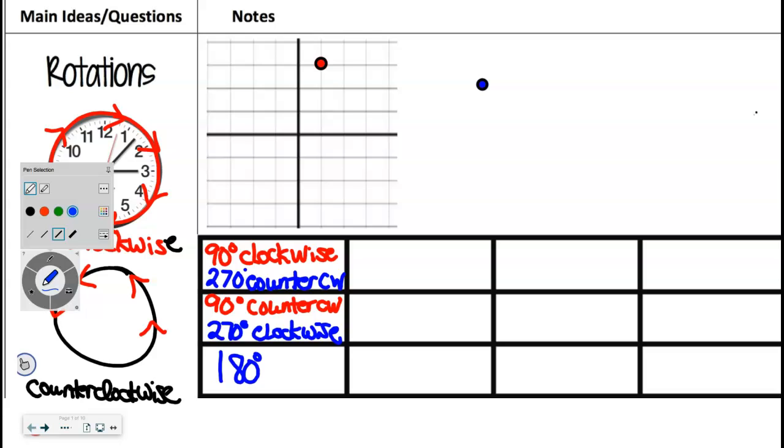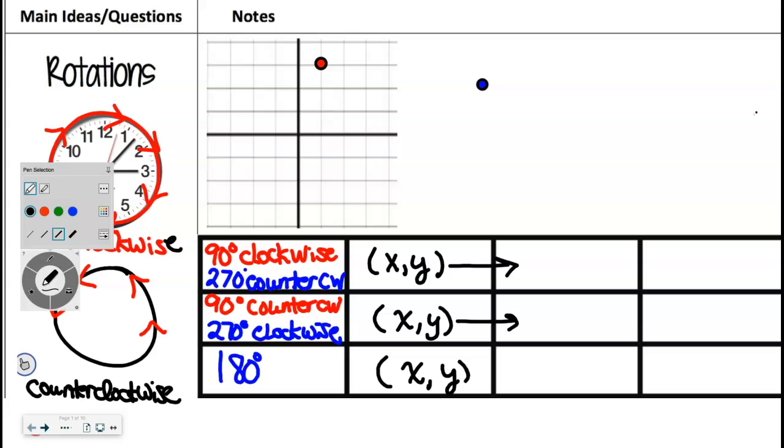All of these, we're going to write x, y. Go like this. x, y gets sent to. On this one, x, y gets sent to. And on our last one, x, y gets sent to. I'm going to show you up here how it works, and then we're going to put the rules down. So I'm just going to, we have shorter notes, but I'm just going to do them a little slower today.